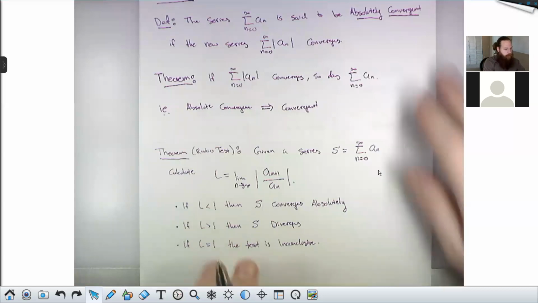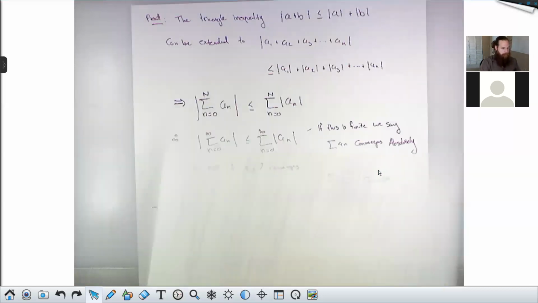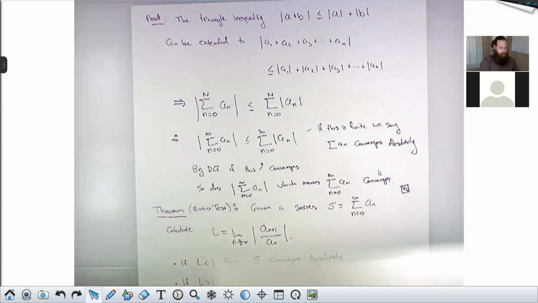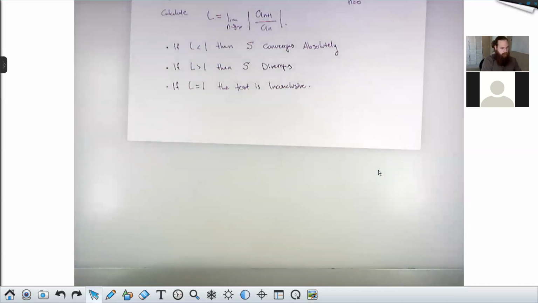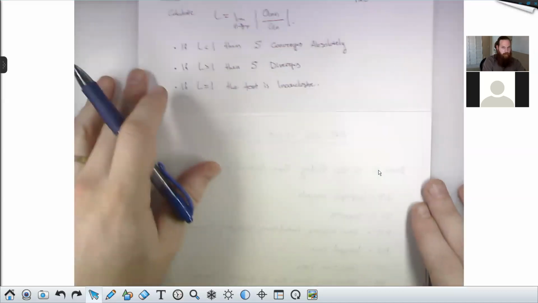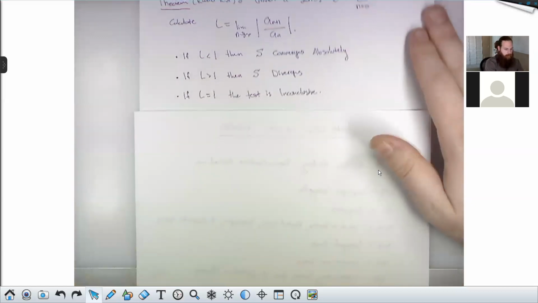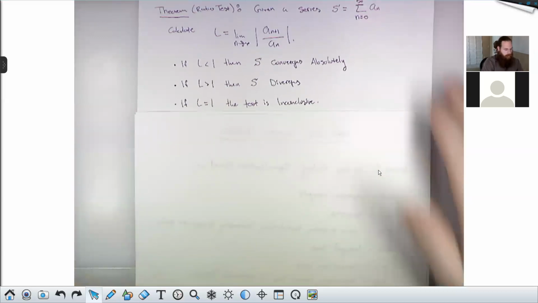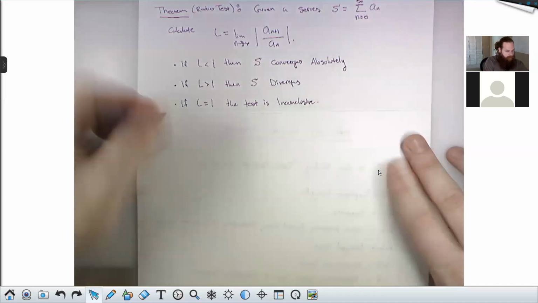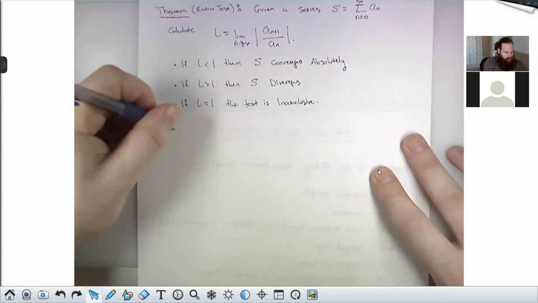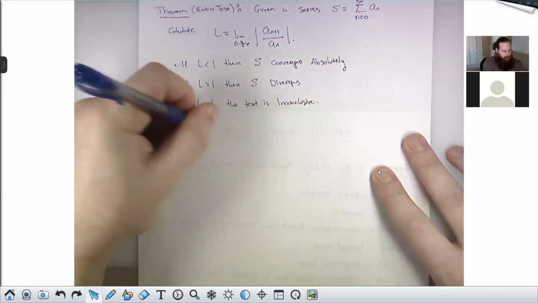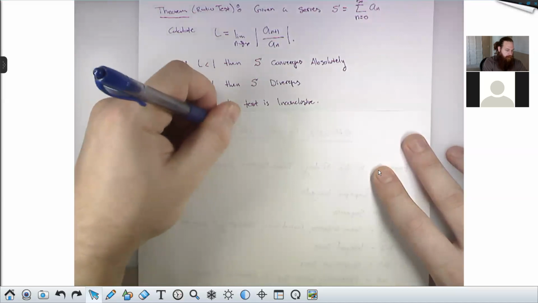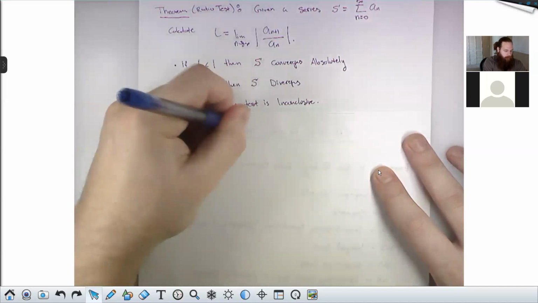Okay, I got one more for you. And that's the root test. The root test looks a lot like the ratio test. Only instead of a limit of ratios, you're going to take a limit of roots.